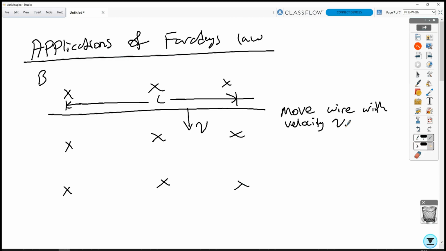Now, as that wire moves, it's going to cut across the field lines. So imagine the field lines as arrows. If we move that wire down, it's going to cut across those arrows. So you can imagine it chopping the arrows. And if it's cutting across the arrows, then the flux is changing. And if flux is changing, then there is an induced EMF.